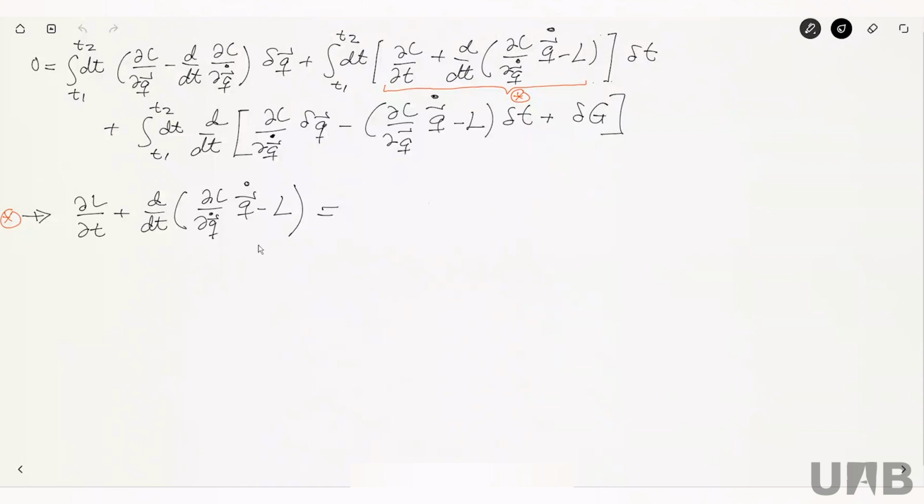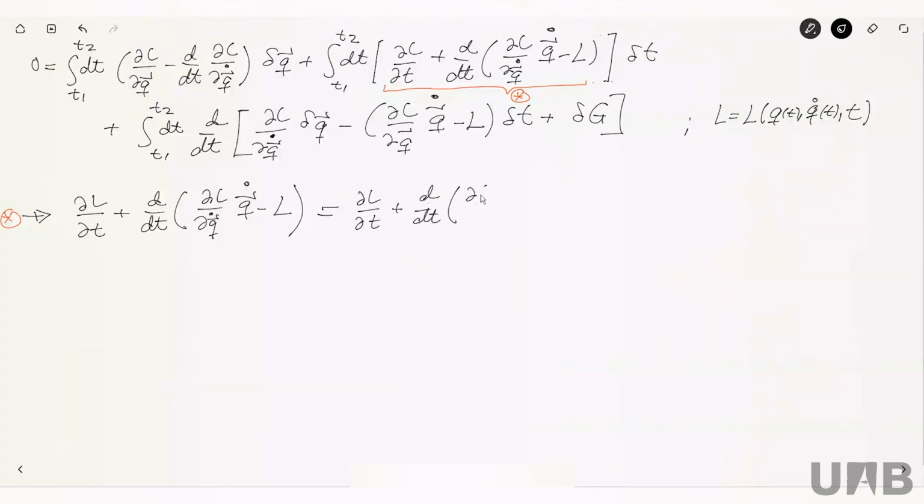In order to compute this, we just write the first term, dL/dt, that we leave as it is. And now we start taking derivatives with respect to time of the whole term inside the parentheses. We have to remember that the Lagrangian is a function of q, which is a function of t, a function of q dot, which is a function of t, and then maybe also an explicit function of time. So now we have to take the derivative of this. Let's go step by step.